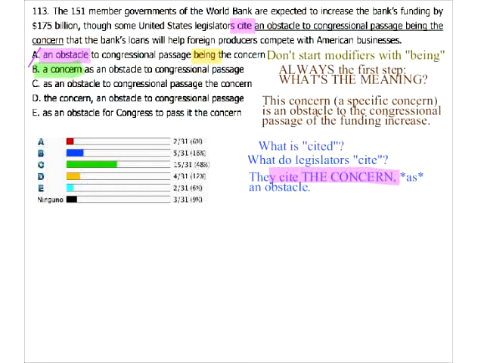Does anybody see what the deal is? Yeah, it should be the concern. Notice this is not something you would normally concern yourself with, except for the fact that it's a split. This is a particular thing that they're concerned with. So it's not a random concern. It's like they cited this one very particular thing. So they cited the concern that blah, blah, blah as an obstacle. So this is the very particular concern that they're concerned with, not a random concern.